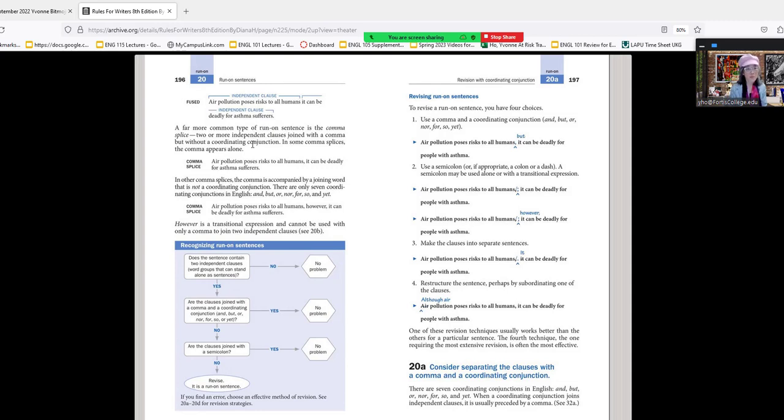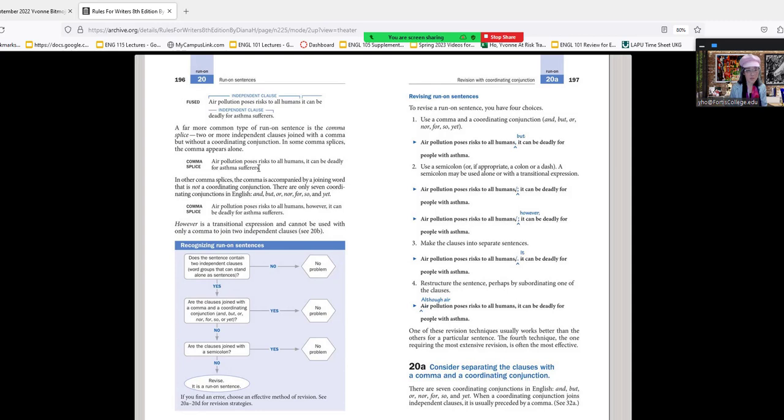A far more common type of run-on sentence is the comma splice. Two or more independent clauses are joined with a comma, an unnecessary comma, without a coordinating conjunction. In some comma splices, the comma appears alone. "Air pollution poses risks to all humans," and then here you have your unnecessary comma. You're supposed to have a period there. "It can be deadly for asthma sufferers."